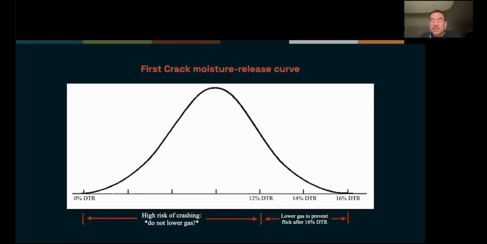I see this a bit like driving a car where you see a red light 50 meters ahead of you. You don't wait until 49 meters to slam on the brakes all at once, because if you don't time it well, you'll end up in the intersection and have a problem. But if you say, all right, at 50 meters, I'll tap the brakes. At 25, I'll tap the brakes again. At 10 meters out, I'll tap the brakes and I'll slow in a controlled way to a stop. That's what we're doing here. We're saying at about 12% DTR, we want to start lowering the gas to prevent a flick.